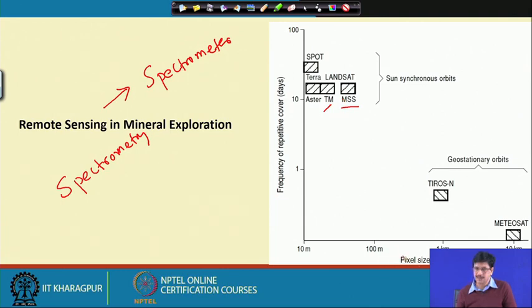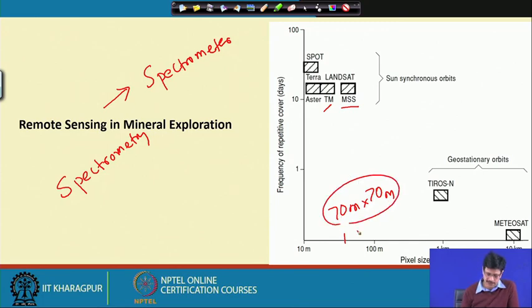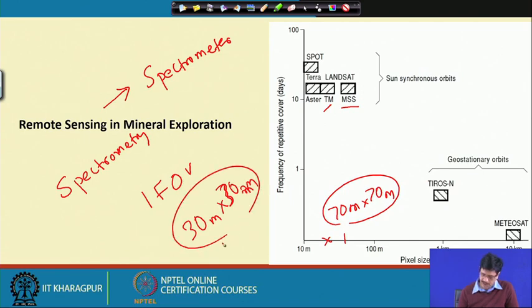So, here on the x axis is the pixel size, which is given in meter and kilometer, and we could see that a satellite camera like a spectrometer, like a multispectral scanner, had around 70 meter by 70 meter pixel size, what is essentially known as the instantaneous field of view, IFOV. And the thematic mapper had an even smaller area, about 30 meter. Thematic mapper is somewhere here. Thematic mapper was mostly 30 meter by 30 meter area as an instantaneous field of view.